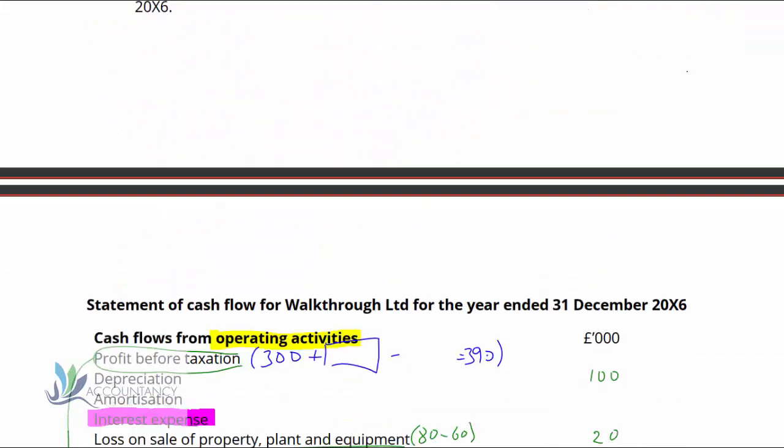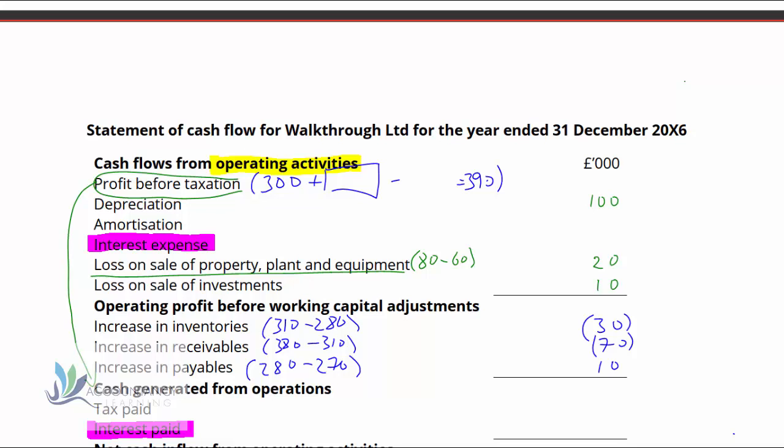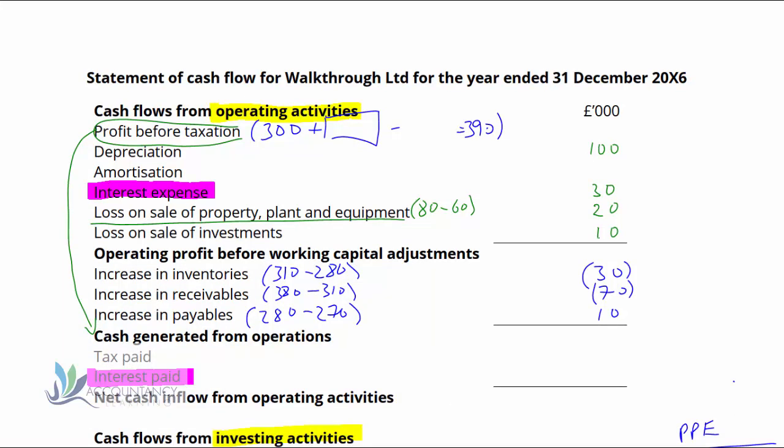So that interest expense is going to appear at the beginning of our answer. We've got our interest expense, and because there was no liability at the end of the year, we must have paid all of that. So our interest paid, and it's paid, so it's a negative number, appears at the bottom of the first section.